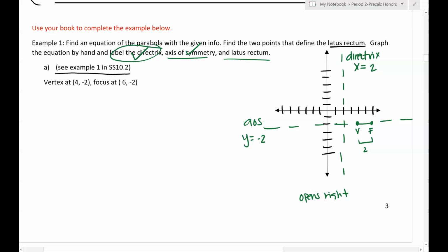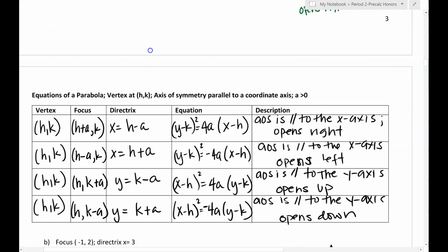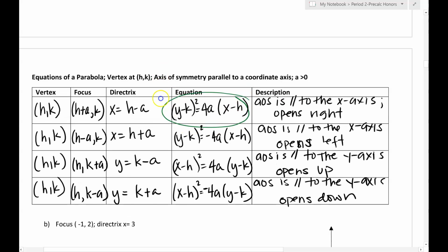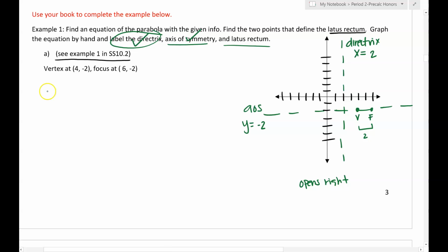So what are we going to do here? How are we going to write this equation? Okay, now you know that this opens to the right. So if we look back here, if it opens to the right, we are going to use this equation right here. Okay, let's copy that down. And when you are taking notes and doing your homework, just copy the formula or the equations down, so that by the time you are taking your test, it's already in your memory, in your brain. Okay, let's fill in the h and the k.